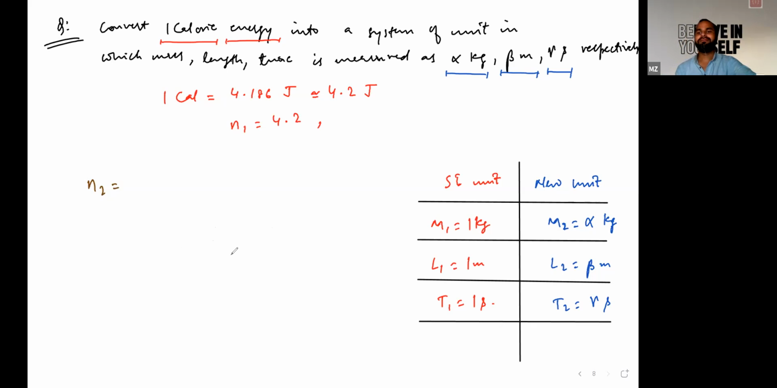Good, Ikra. Almost correct, Mariam. But just check the exponents of alpha, beta, and gamma, whether they would be the same or there would be some negative or positive sign over there.